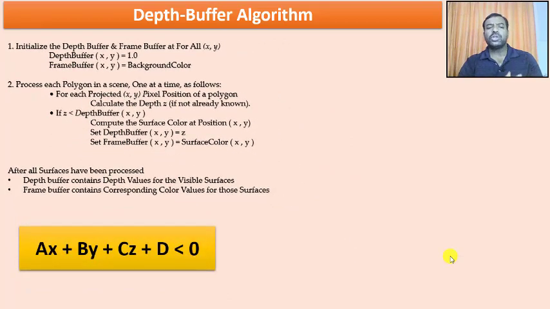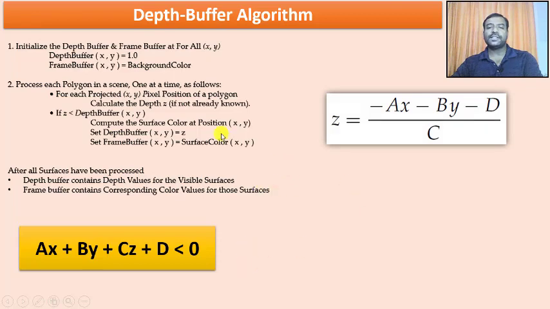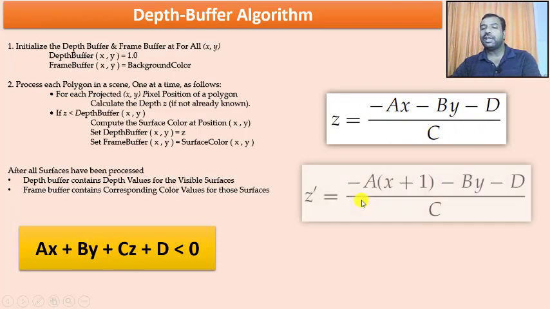Now we have the planar equation to decide the back face and the front face. We can use this equation whenever I want to compute the z value. It is not simply that we pick the z value of that point. When I want to compute the z value in this algorithm, we use the same planar equation and rearrange it. When we rearrange, we get z equals minus ax minus by minus d divided by c.